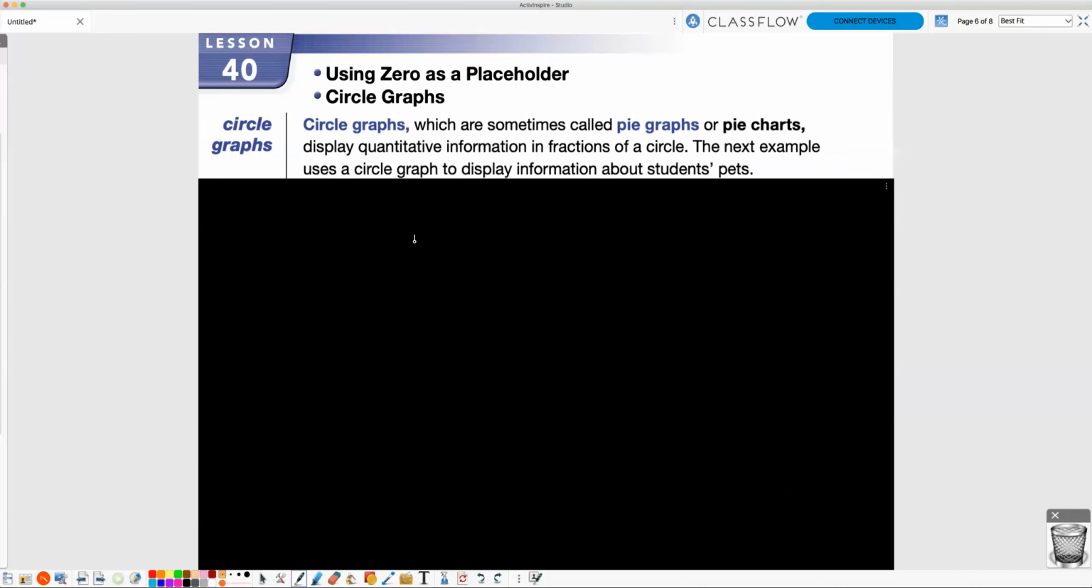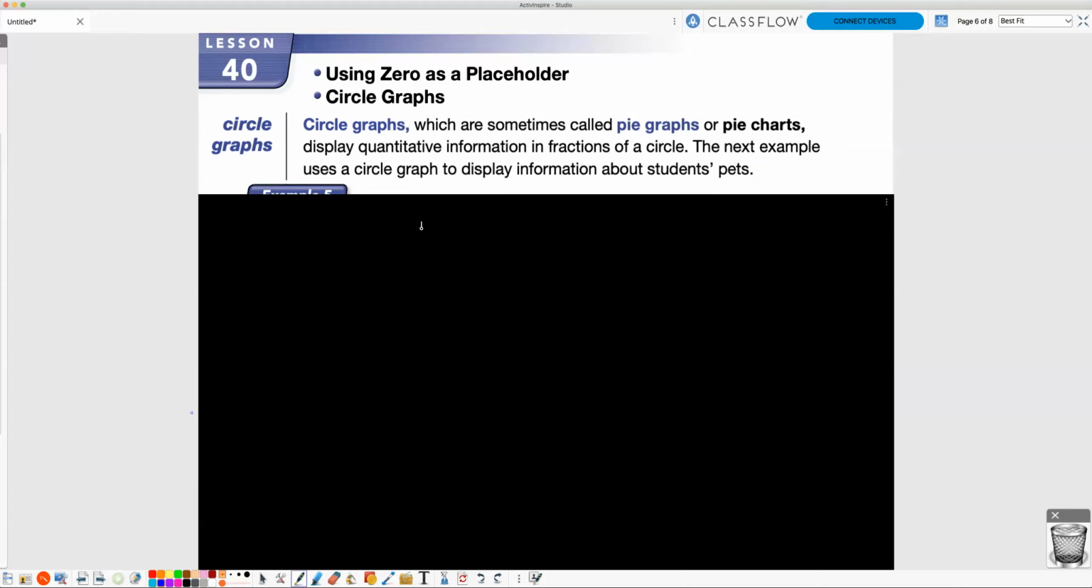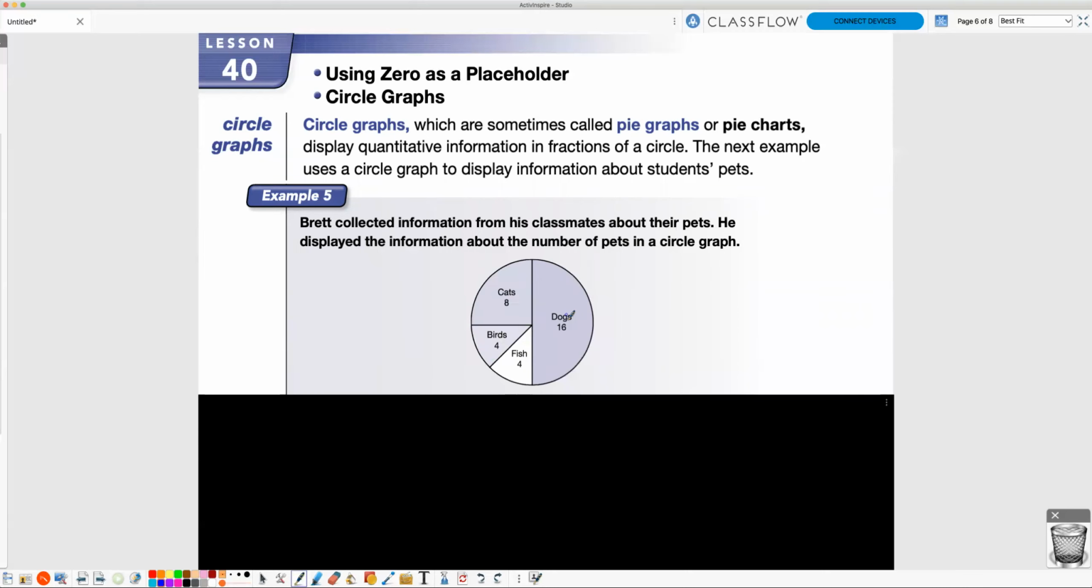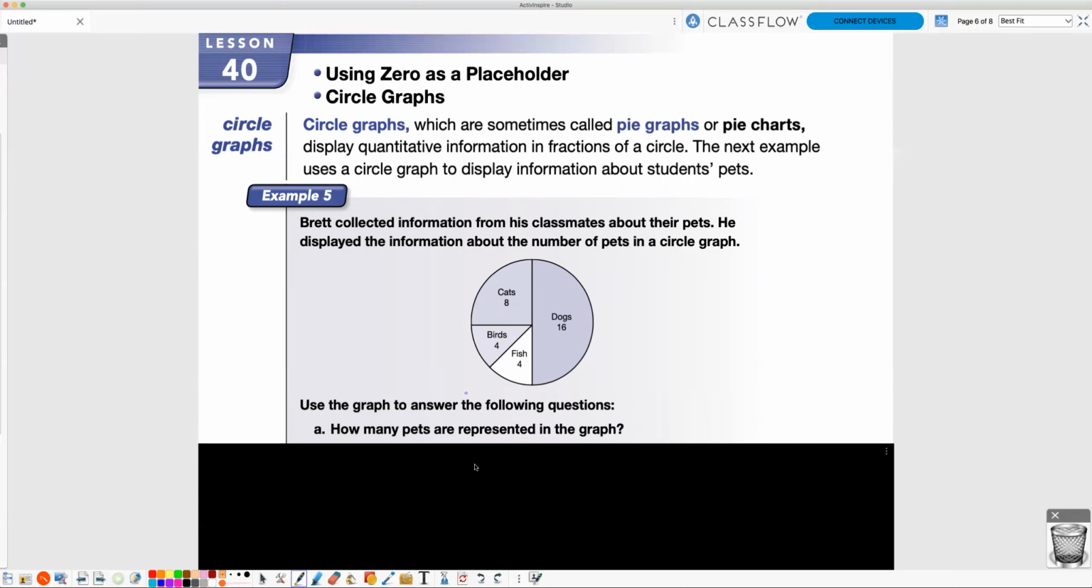Example 5, we're getting into circle graphs, which are sometimes called pie graphs or pie charts. They display quantitative information in fractions of a circle, and the next example uses a circle graph to display information about students' pets. Brett collected information from his classmates about their pets and displayed the number of pets in a circle graph. They found out they had 16 dogs, 4 fish, 4 birds, and 8 cats.